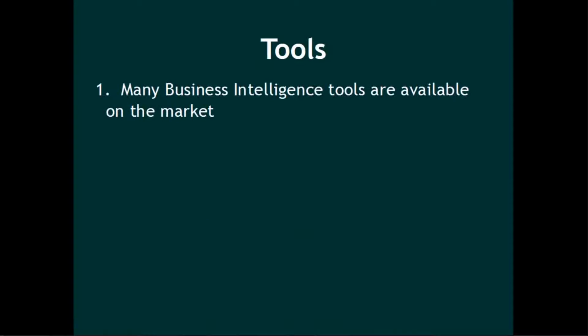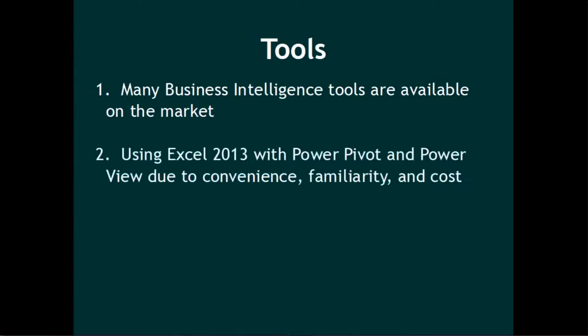There are many business intelligence tools available on the market today. For this demonstration, we'll be using Excel 2013 with Power Pivot and Power View due to convenience, familiarity, and cost. A standalone license can be purchased at Amazon for about $100.